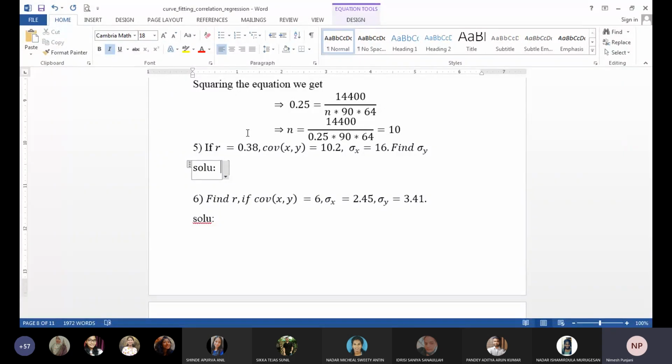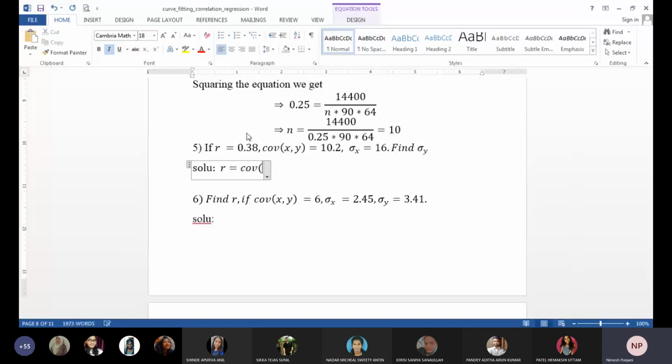So you can tell which formula we will be using for sum number 5. Which formula of r will we use in sum number 5? First means which one? The one which has sigma x sigma y in the formula.